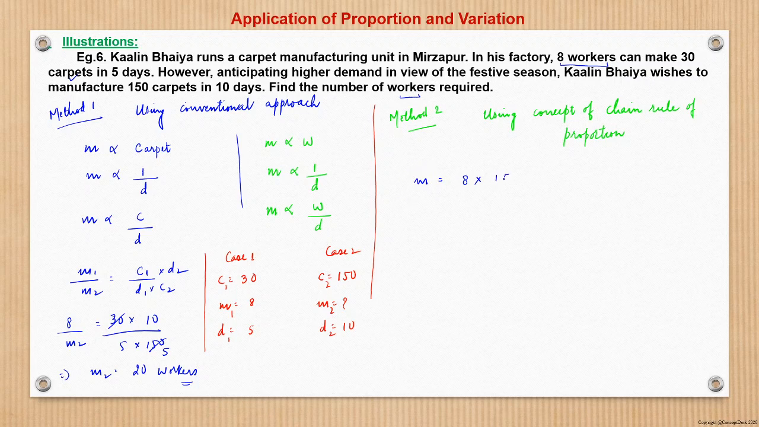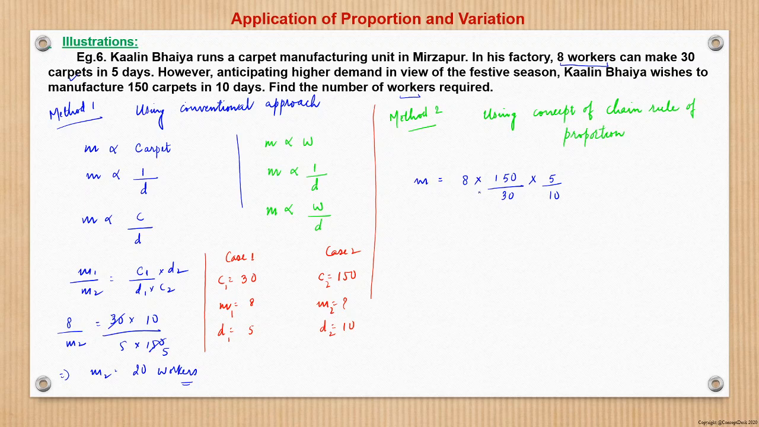So we will do like 150 carpets is to be produced and 30 carpets was initially produced. If production of 30 carpets requires 8 workers, then 150 would require just 5 times more. So same thing we are doing. Now again we will multiply. The second factor is the number of days. Since more is the manpower, less will be the days required, here it will be inverse proportion. Initially it was 5 days, and in the second case it is 10 days, so that will be 5 by 10, right?